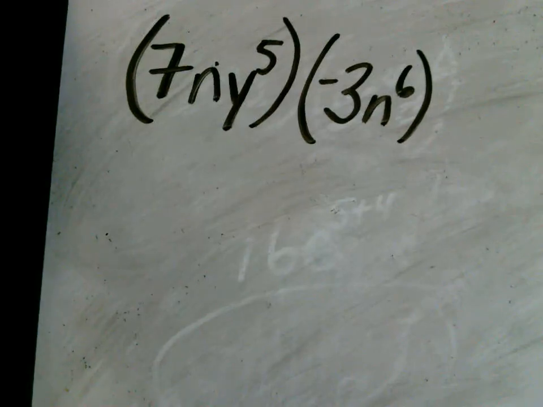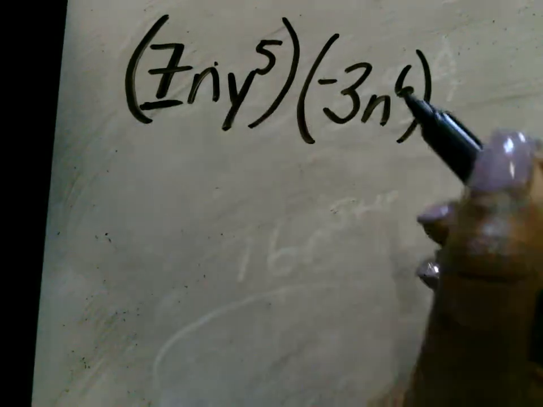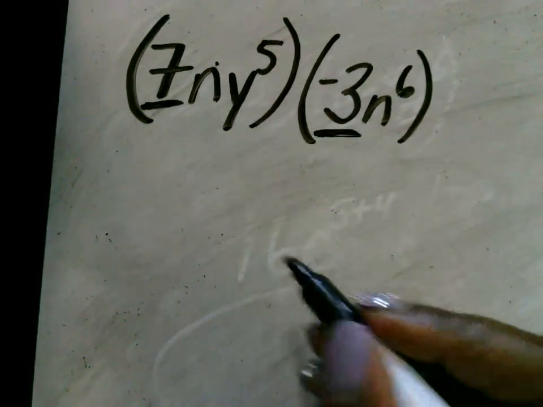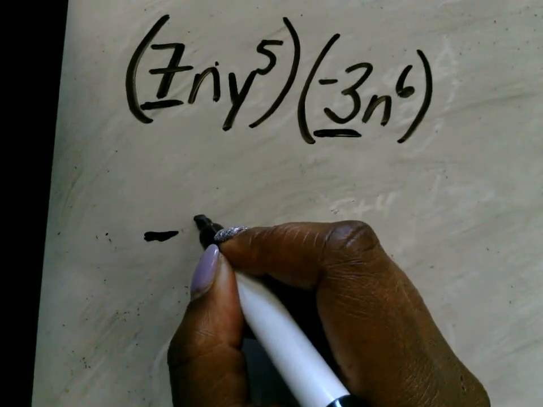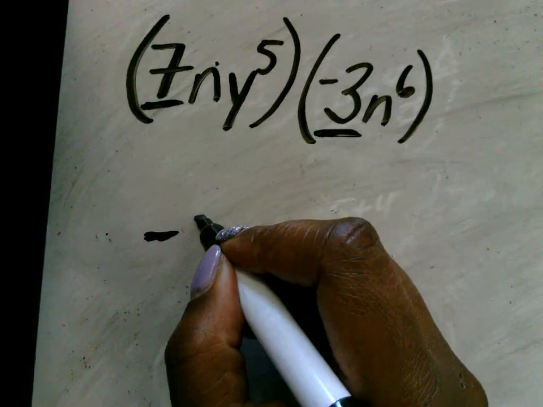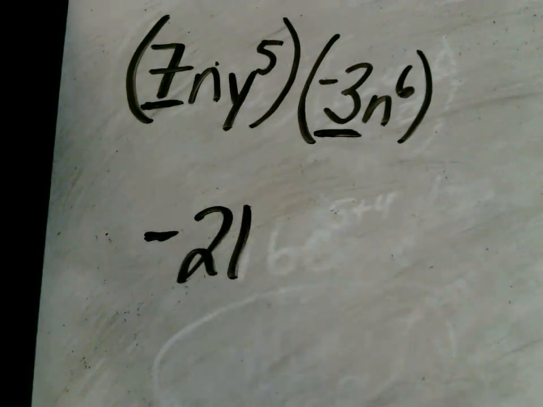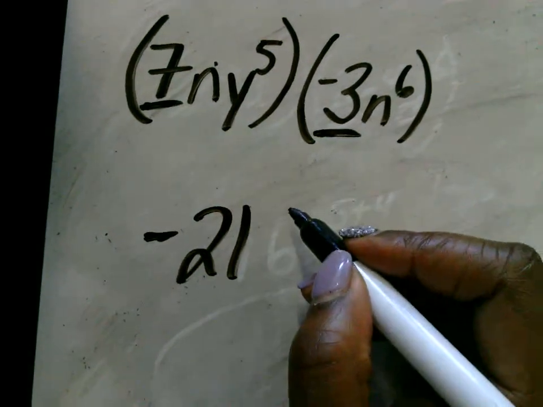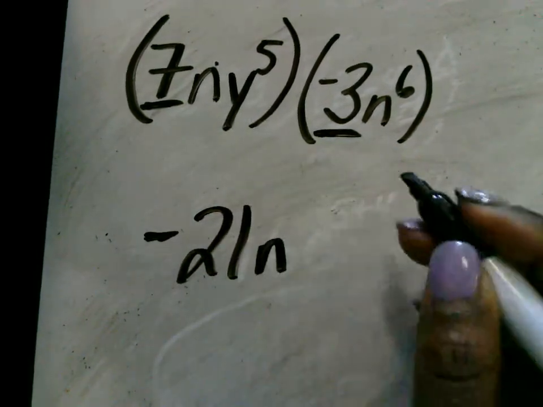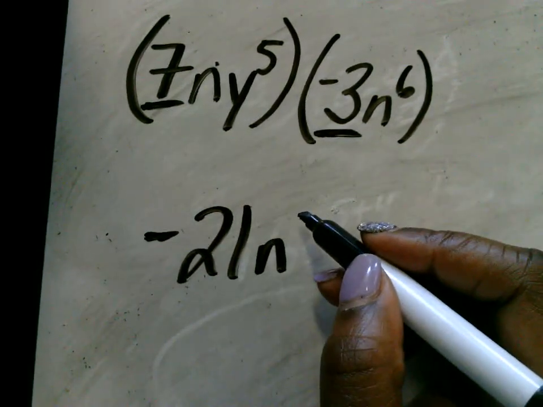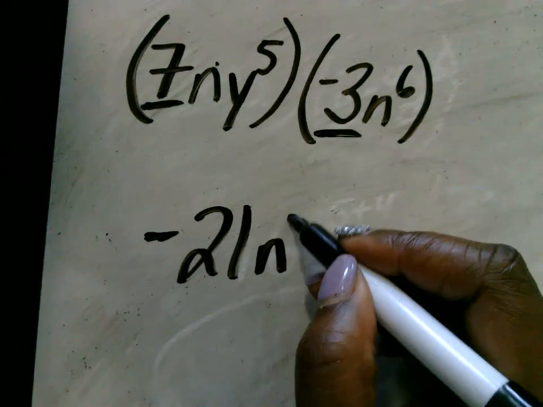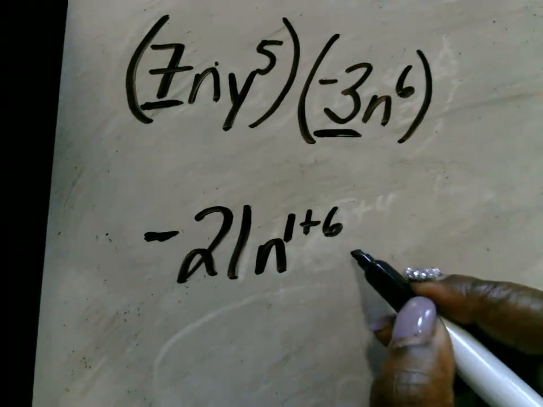Okay, so here we're going to multiply a +7 times a negative 3. Thank you. All right. So now let's do this. We got N. What are we adding together? What's the exponent? 6 and 1. 1 plus 6. Y.